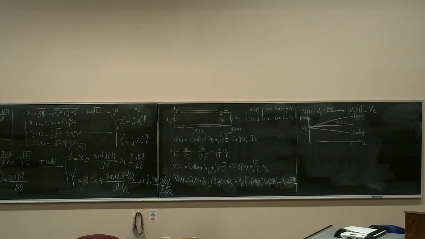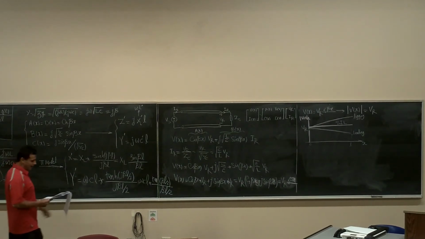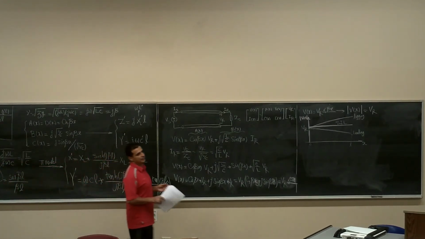But even if it is not lossless, now we have a feeling about it. If the load is equal to the surge impedance, not surge, characteristic impedance, it's going to become kind of flat. Not exactly flat, but very, very close to flat, right? So this is the main characteristic of the surge impedance. If the line is lossless and the load is equal to the surge impedance, the voltage profile from the beginning to the end is going to be flat.